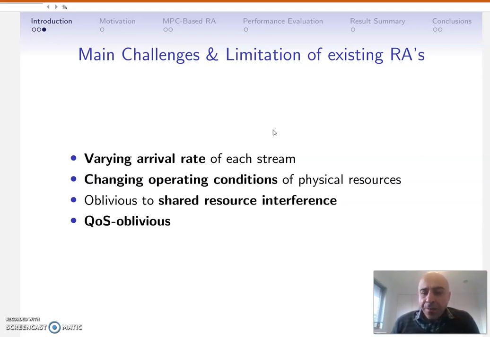The other limitation of existing resource allocation is that they are not aware of the quality of service for each application.